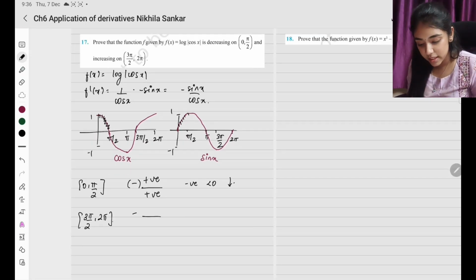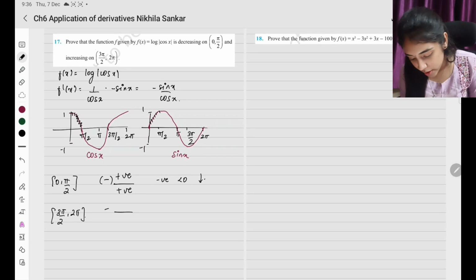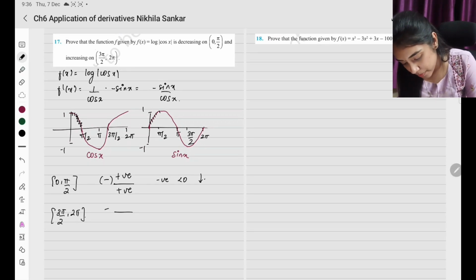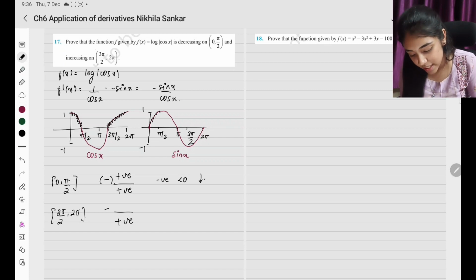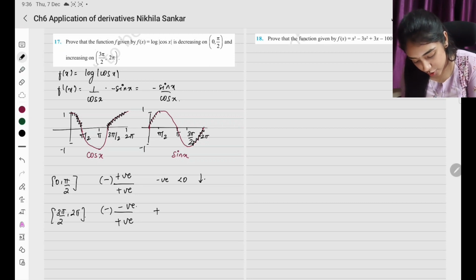Okay. Similarly for 3 pi by 2 to 2 pi, cos is going to be a positive function. So it is going to be positive. How does sin look from 3 pi by 2 to 2 pi? It is going to be negative. Overall, I have a minus here. So this is going to be positive, greater than 0, and hence increasing.